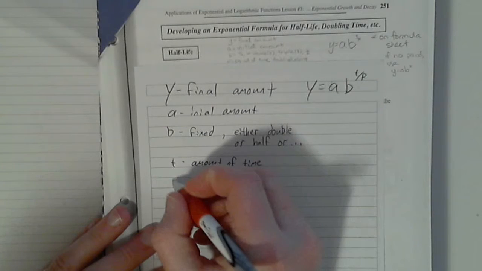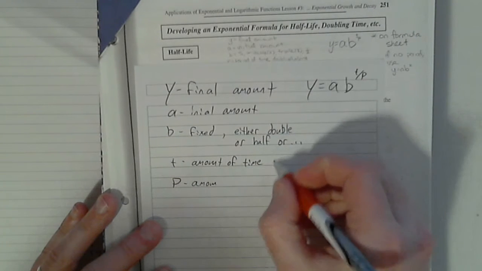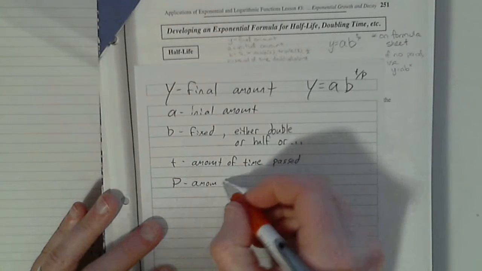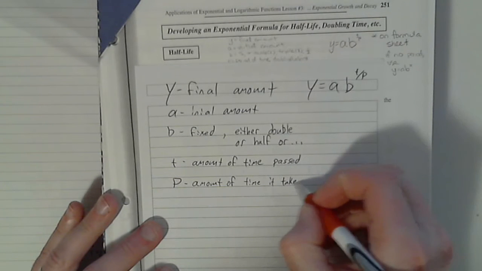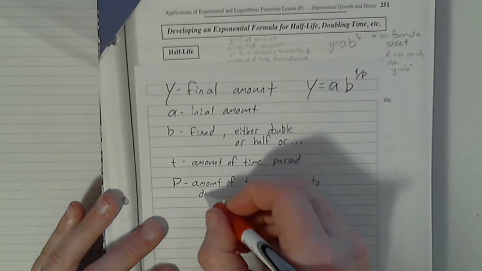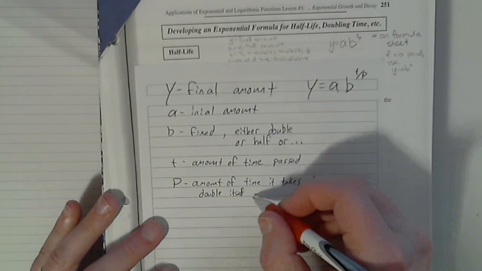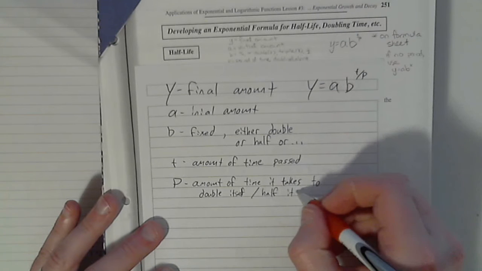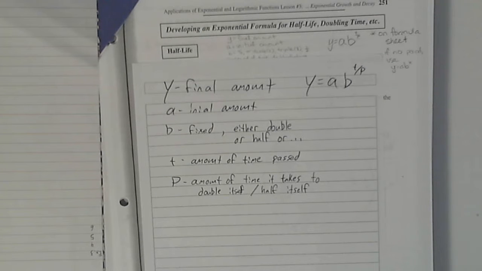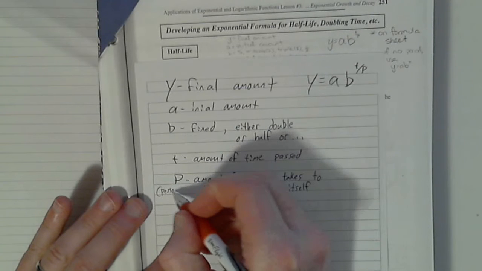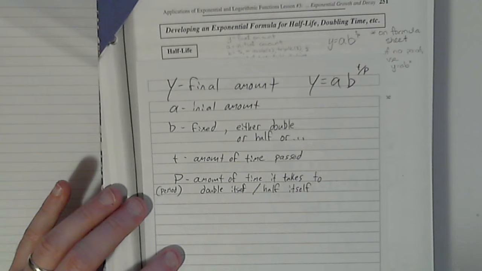Now our new one, P. And we kind of talked about this before. This is the amount of time that has passed. This is the amount of time it takes to double itself, or half itself. So P is actually called the period. Maybe I should write that. That's why it's a P. It's the period, the amount of time it takes to double itself or half itself.